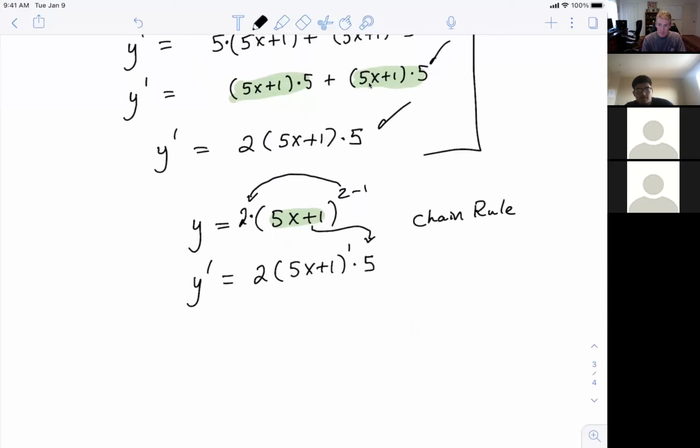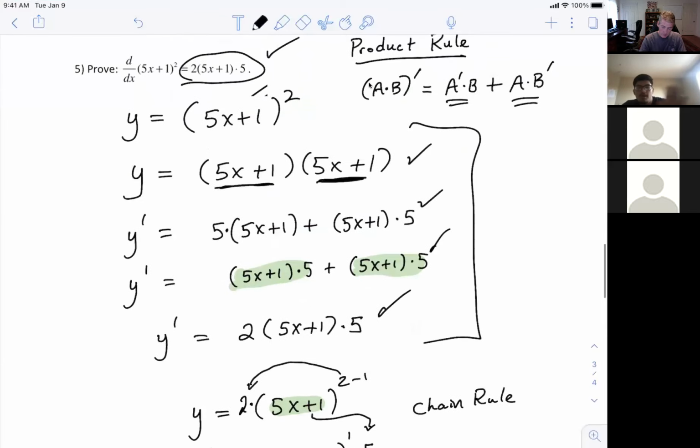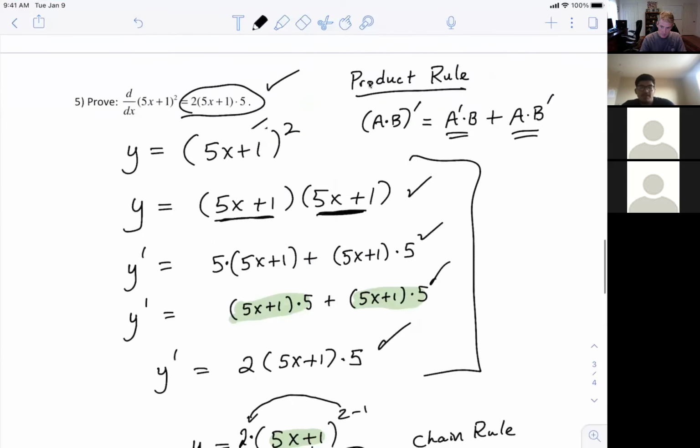I have a question. Yes. So for the product rule, A is... when you expand 5x plus 1 squared, one half is A and the other half is B. So 5x plus 1, that's A, and then 5x plus 1, that's B. Yes. Okay. So this one was A and this one was B. Okay.